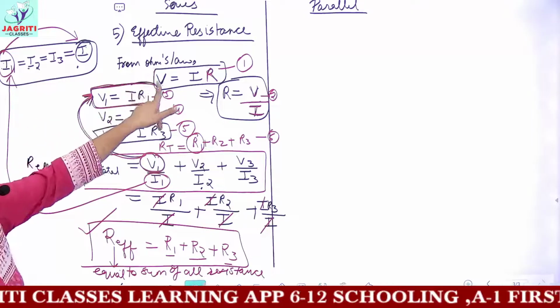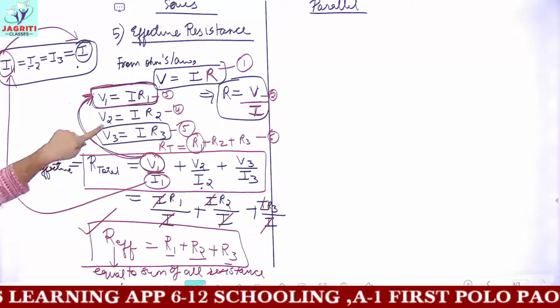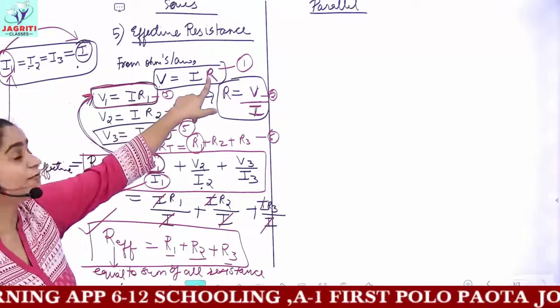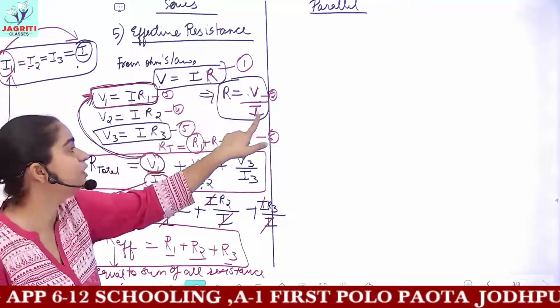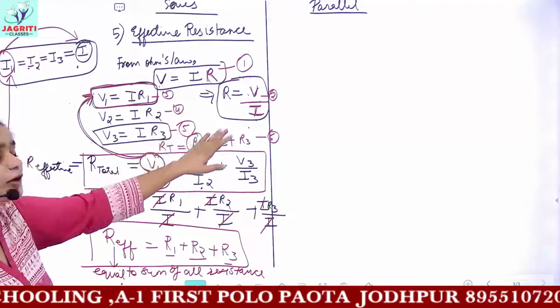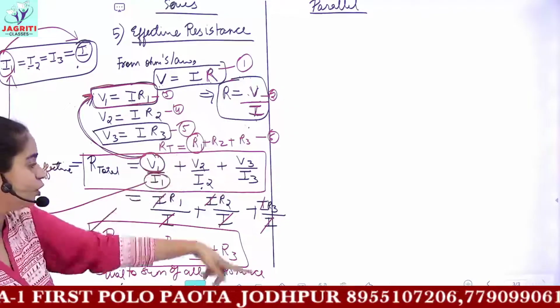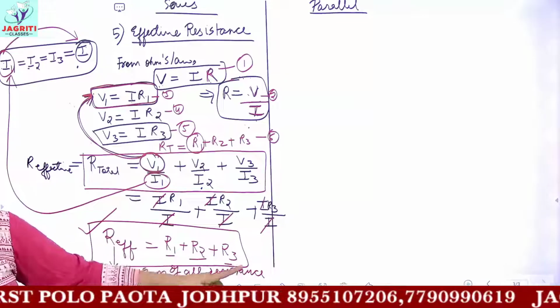From Ohm's law we had V equals IR, so we found the potentials V1, V2, V3. Then we found the value of R from this, that R is equal to V upon I. And using this formula, that R total would be R1 plus R2 plus R3, we substituted the values of R in the following manner, and then we got the final answer.